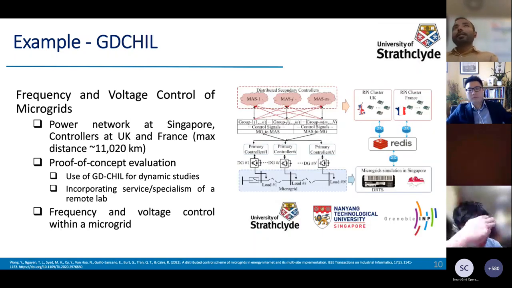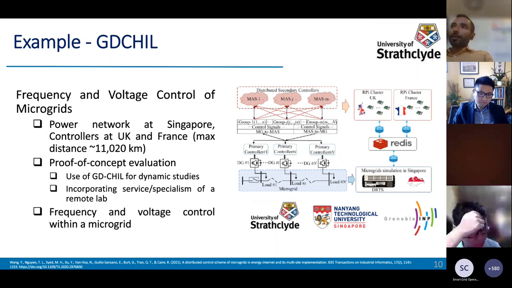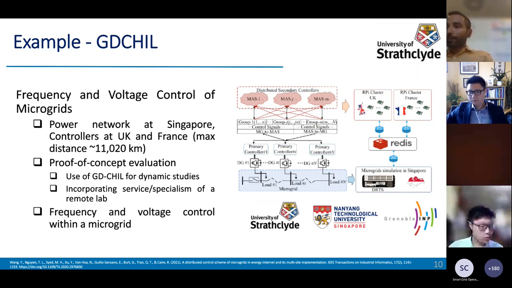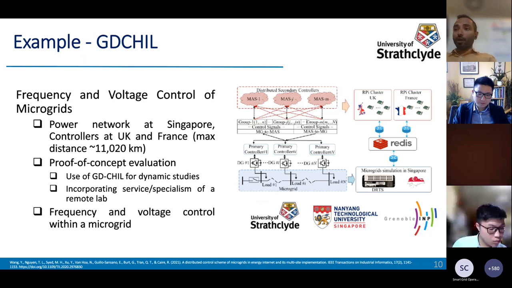The second example is that of geographically distributed controller hardware in the loop. In this particular example that I present, the power network was simulated in Singapore at Nanyang Technological University, and the controllers were hosted in two countries, one at Strathclyde in the UK and the other at Grenoble INP. The maximum distance over here was 11,020 kilometers, that is between UK and Singapore.